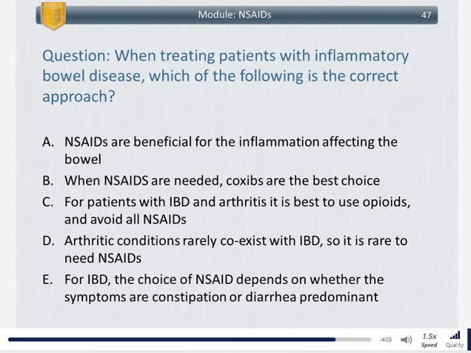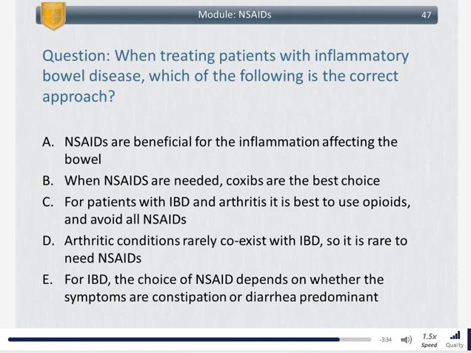Okay, question. When treating patients with inflammatory bowel disease, which of the following is the correct approach? So you have a patient who's got inflammatory bowel disease. Arthritic conditions are common in this group, so you may want to give an anti-inflammatory. Which of these choices is correct?